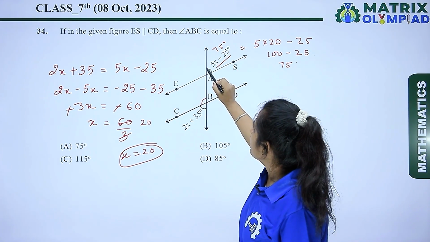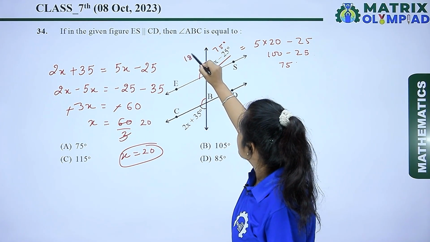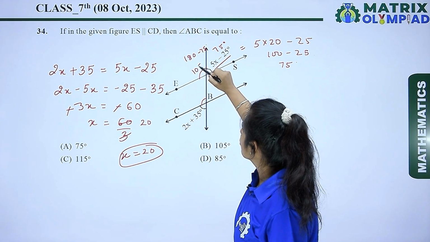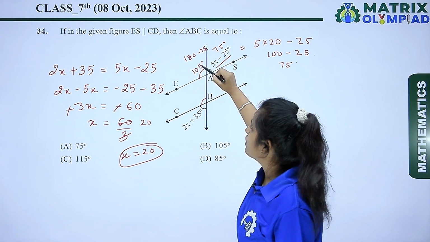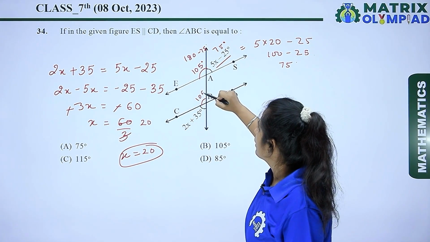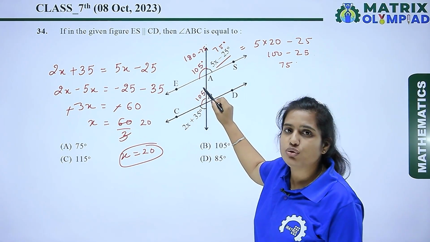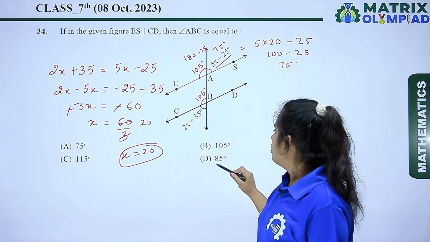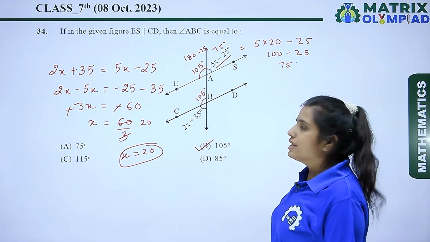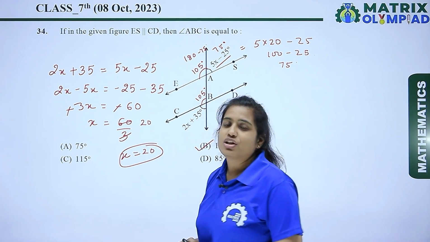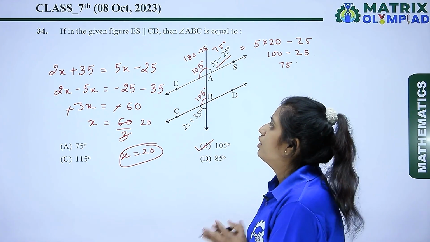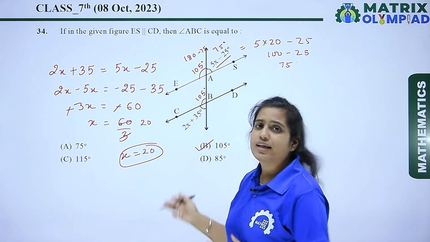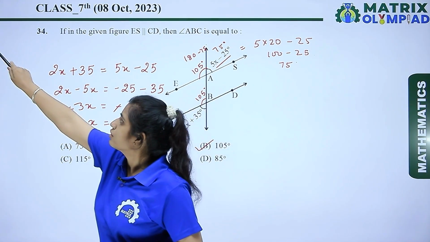Now this is a straight line. When we subtract 75 from 180, here we will get 105. So here also we will get angle 105, because these are the corresponding angles. So here option B is the correct answer. So I hope you understood question number 34. Now let's begin with the next question.